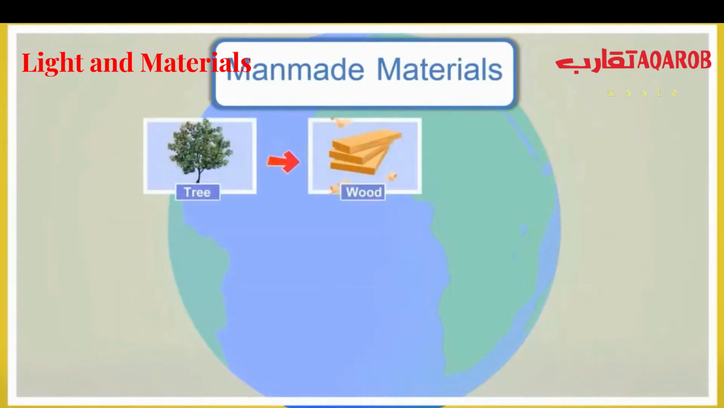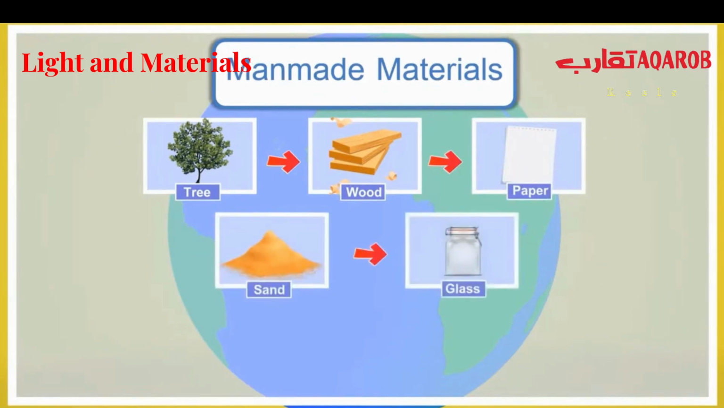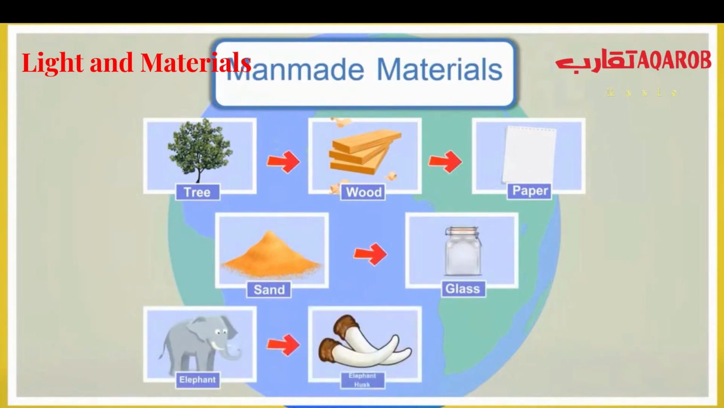We get the wood from trees. However, scientists were able to find a way to transform this wood into the paper we use to write on. Scientists have also been able to transform sand into glass. There is a material known as ivory, and we get this from elephants. Have you seen an elephant's tusks? Well, hunters take the tusks, and from them they make the handles for swords and daggers.